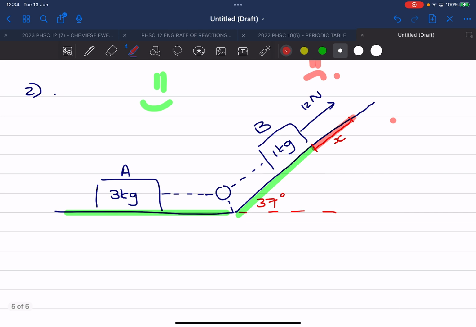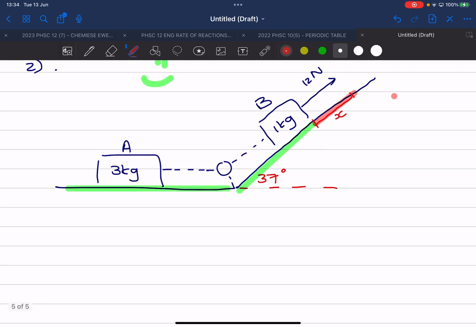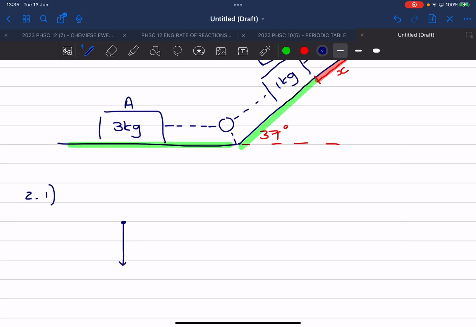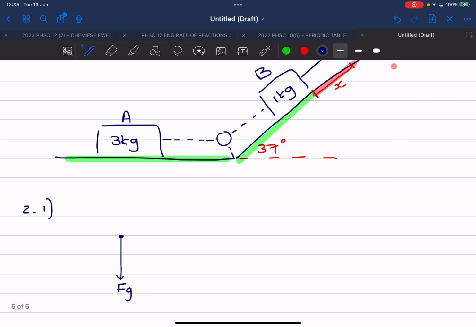Okay, nou vra ek jou, draw a free body diagram to indicate all the forces acting on the 1 kilogram box. En hy tel 4 punte. 4 punte beteken? 4 krag. 4 forces. Okay. So, ons het gravitasiekrag na die middelpunt van die aarde.